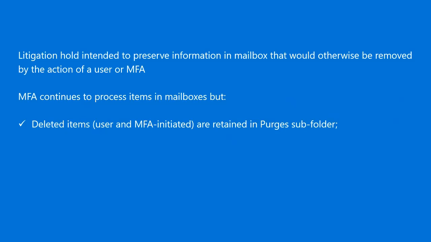So when you place a mailbox on litigation hold, you have an option to define how long you want to preserve those items. You can define it as unlimited, or define any X number of days. After that X number of days is met, when the MFA processes the mailbox, it identifies that these items are set to expire at this point in time, and it will delete those items from the purges folder.